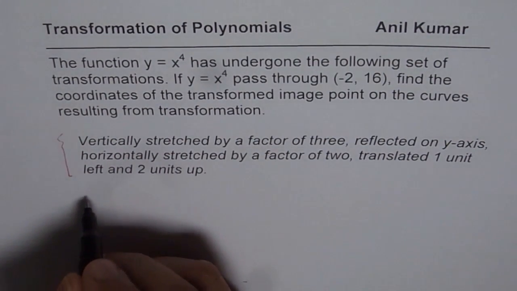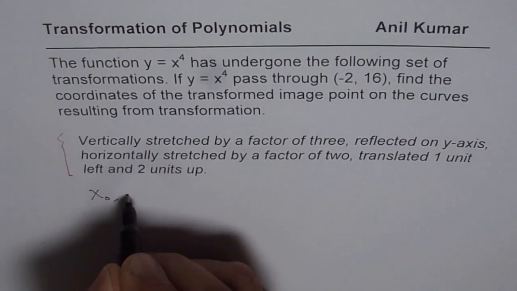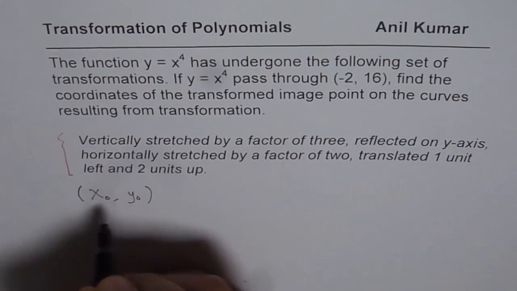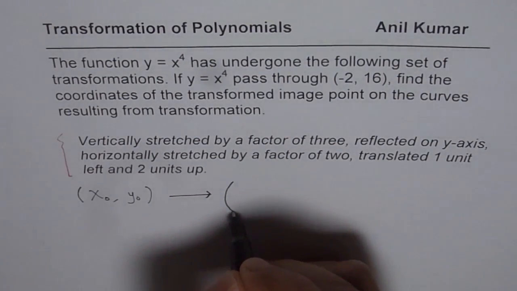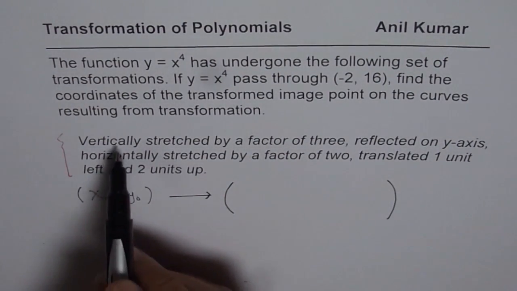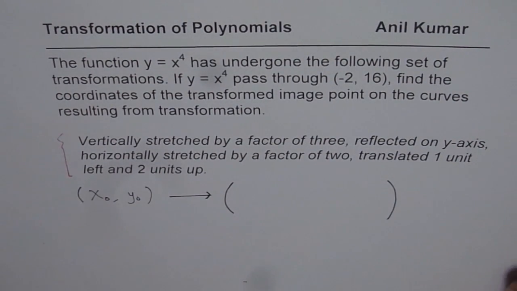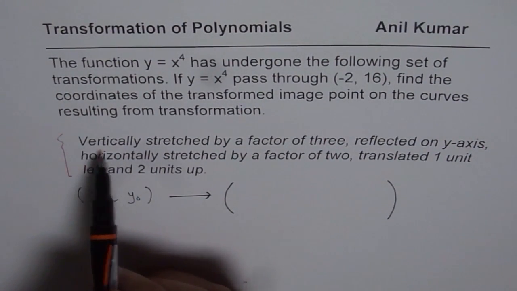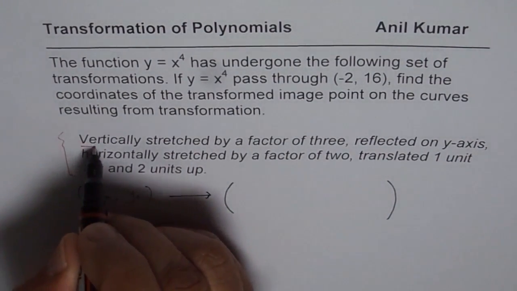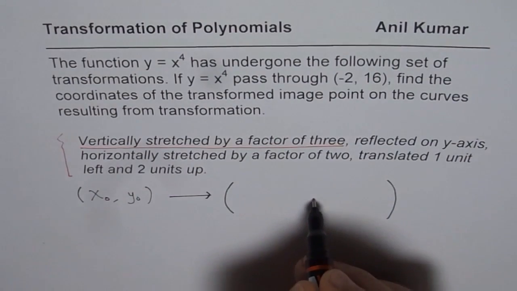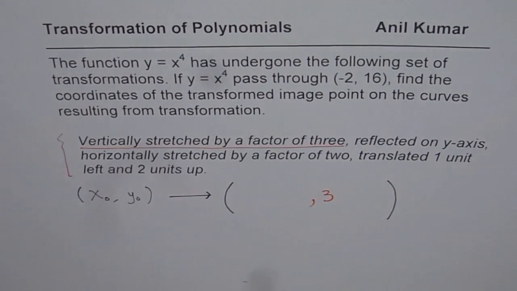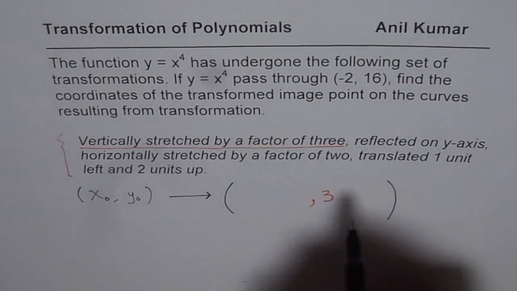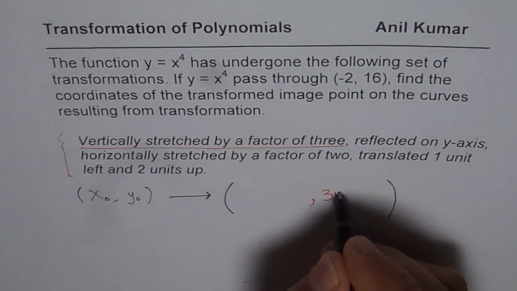So basically, we are given some original points, let's say (x, y), on the graph, and these get transformed. Now when they get transformed, x and y values will change. Let us see how they really change. It depends on this transformation, right? So let's take up one by one. Vertically stretched by a factor of 3. So when we say vertically stretched by a factor of 3, that means the y value gets multiplied by 3. So we get this 3 here. So 3 times the original y value, that is what it is, right?